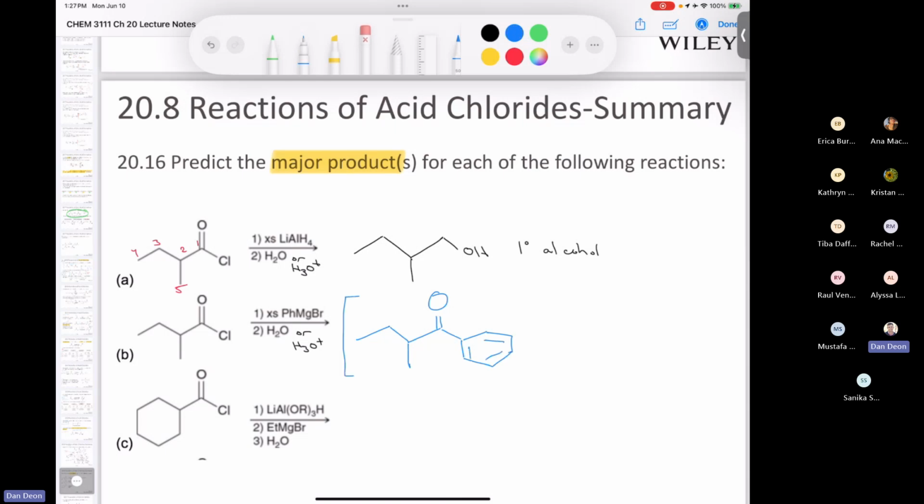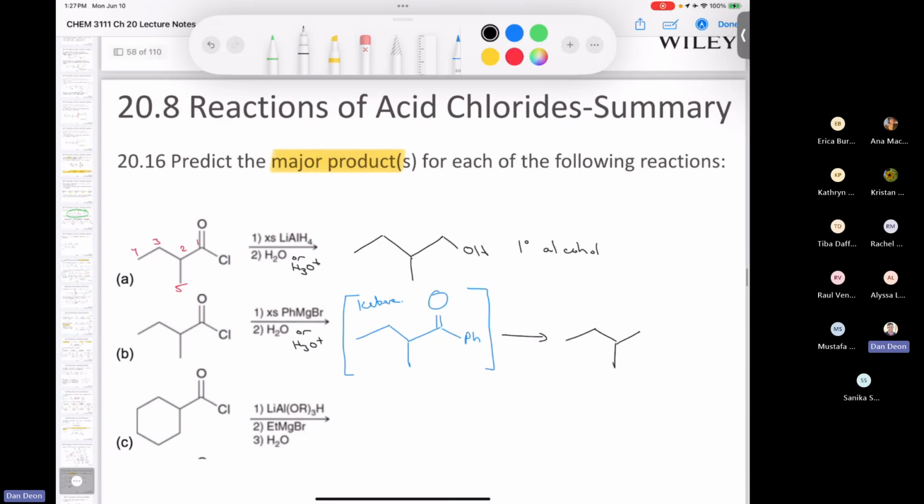Maybe I should erase this. I'll just put phenyl just to save some real estate here, okay? So we end up with a ketone as an intermediate. That's what these square brackets represent, that this is only an intermediate, because then the ketone is going to react again with more Grignard, and so we're going to end up with an alcohol. Could anybody tell me what type of alcohol we're going to end up with in this case?